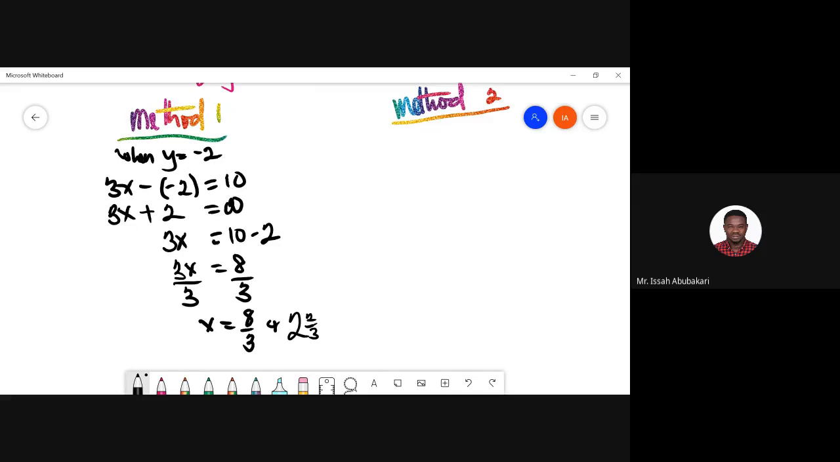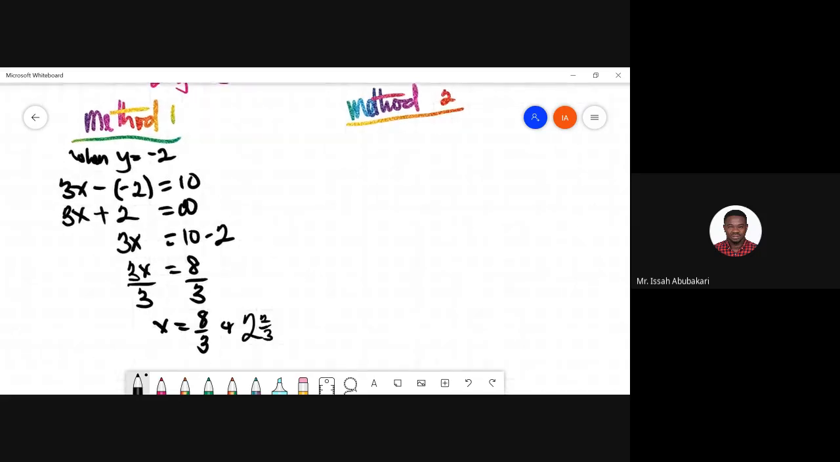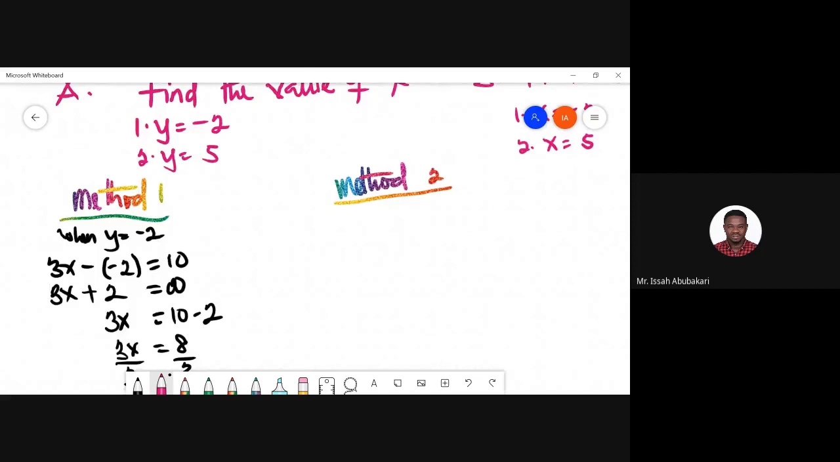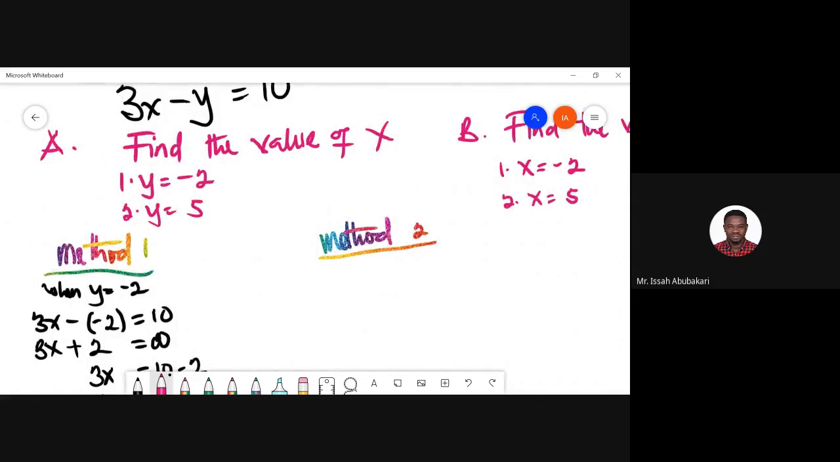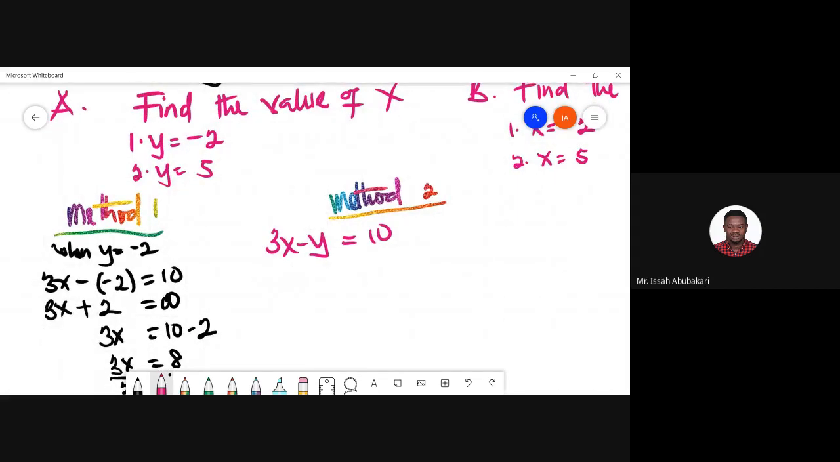Now this is method 1. Now let's look at method 2. After that, we choose 1 to solve the rest of the question. Method 2 says that since we are given the value of y, then let's find x in the equation. So we are going to solve for x in the equation. Given the equation to be 3x minus y is equal to 10, let's find x, since we are given the value of y. So let's solve for x. How do you solve for x?